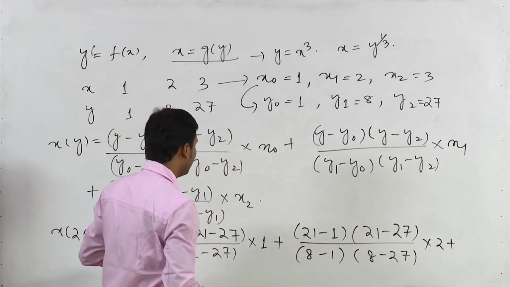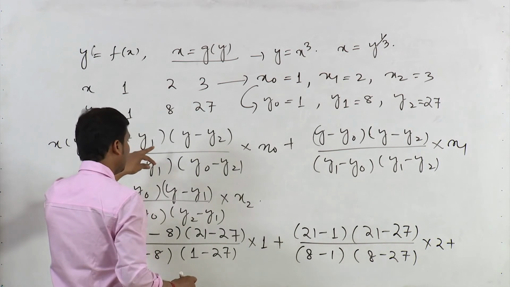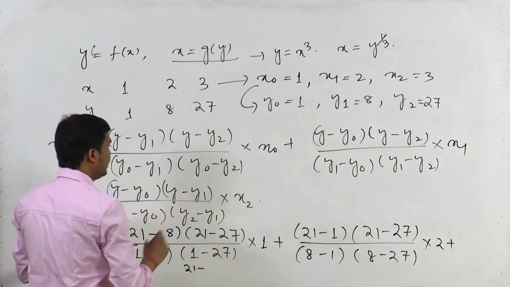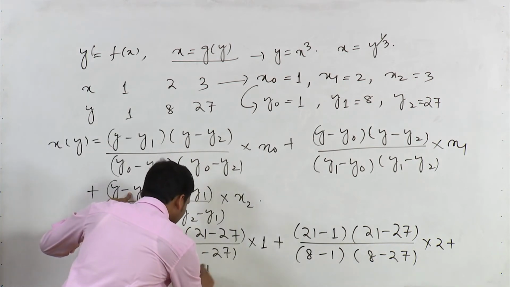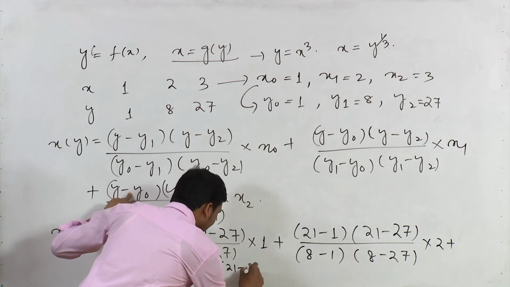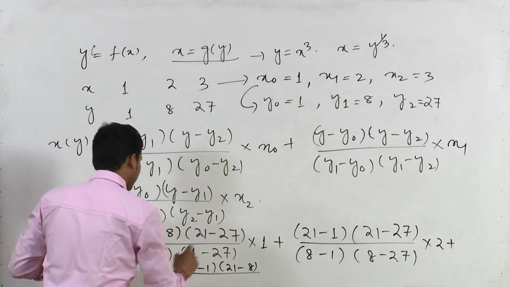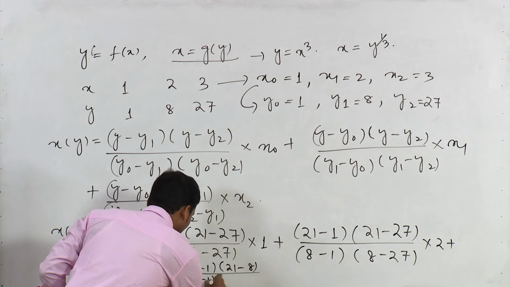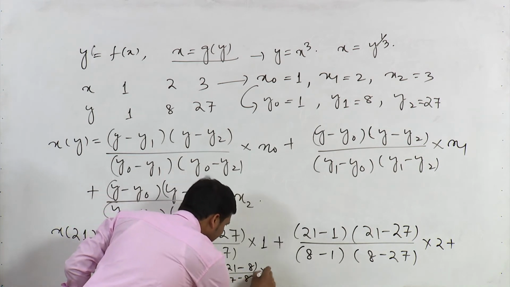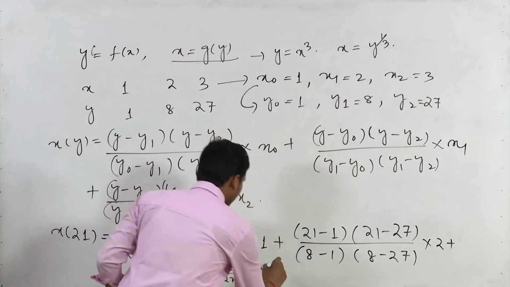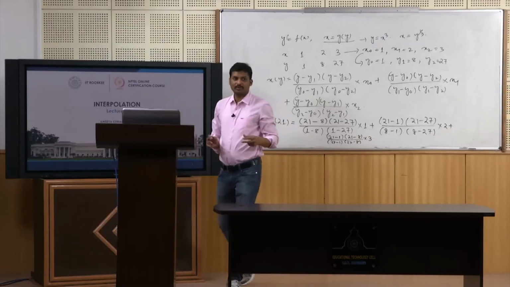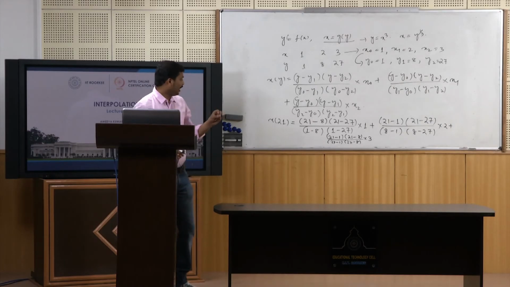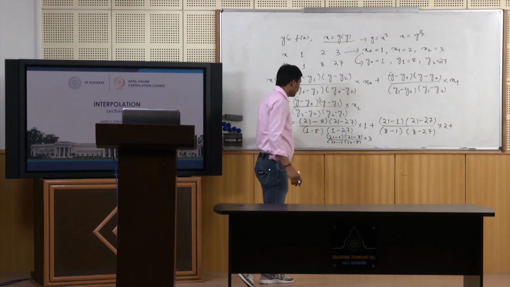in the form of (21 minus y0), that is 21 minus 1, (21 minus 8), divided by y2 minus y0, that is 27 minus 1, and 27 minus 8, into the last value, which is 3. If you go for this computation, then we can find this value in a particular form, and we can obtain the value of x of 21 itself.